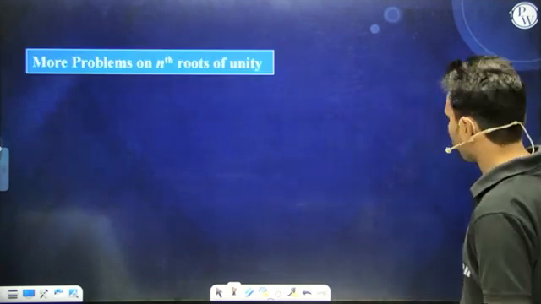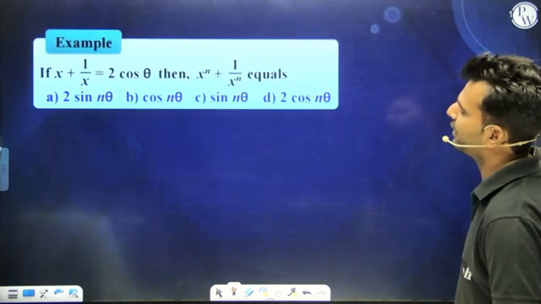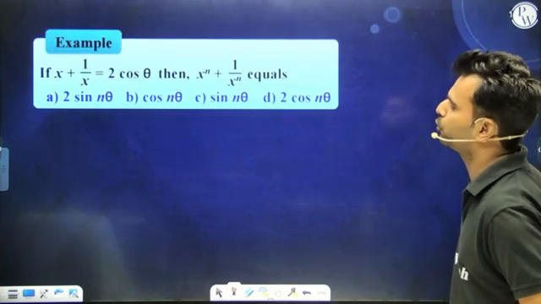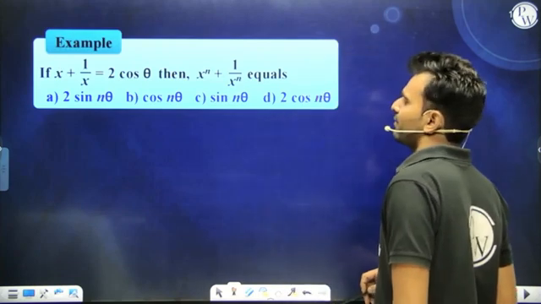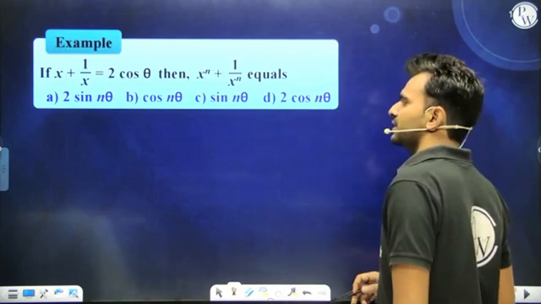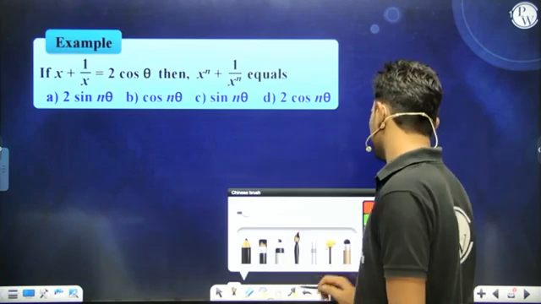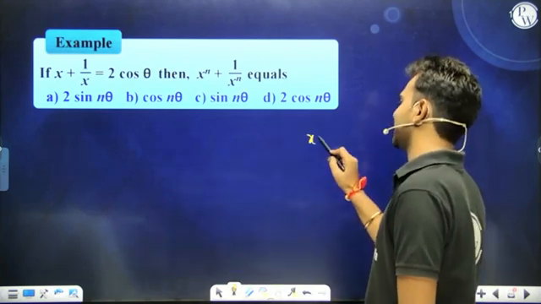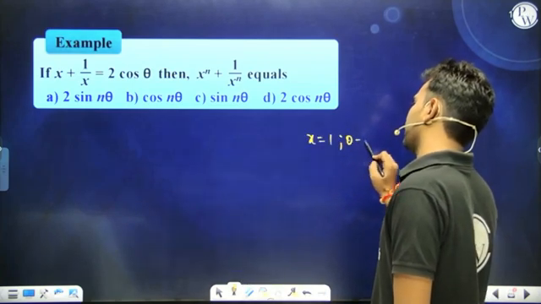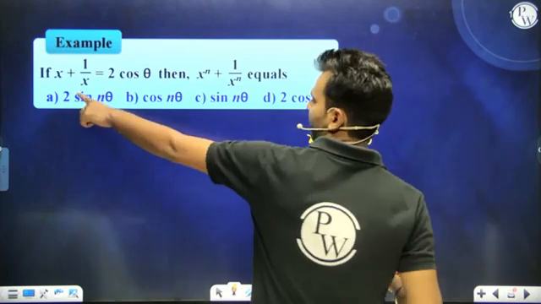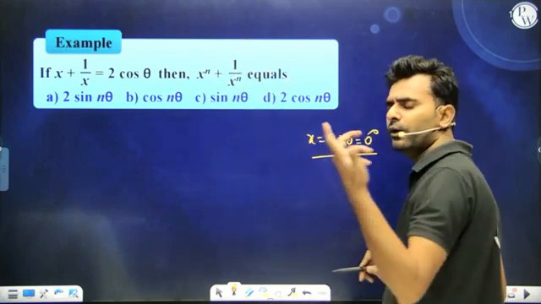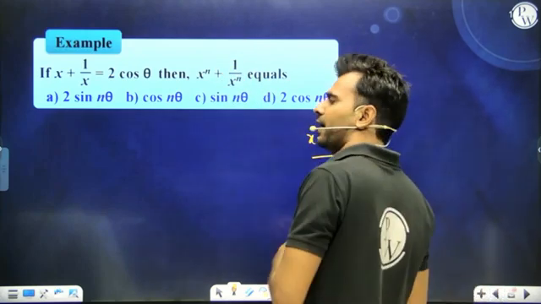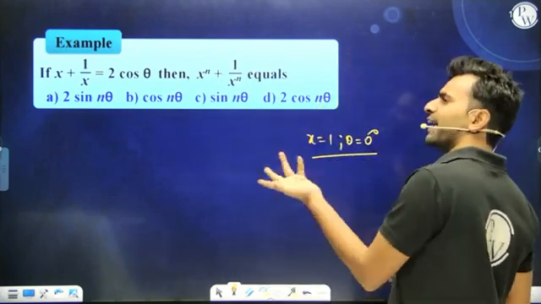Right? More problems on nth roots of unity you guys can see over here. If x plus 1 by x equals 2 cos theta, then x to the power n plus 1 by x to the power n is going to be what? So these things can also be solved quite easily, because if you take x equals 1, then theta equals 0 degree will come. Objectively, if you want to solve this equation, because if x plus 1 by x equals 2, then x and 1 by x should both be equal. You might have studied this in AM-GM. So from there x will come out to be 1.